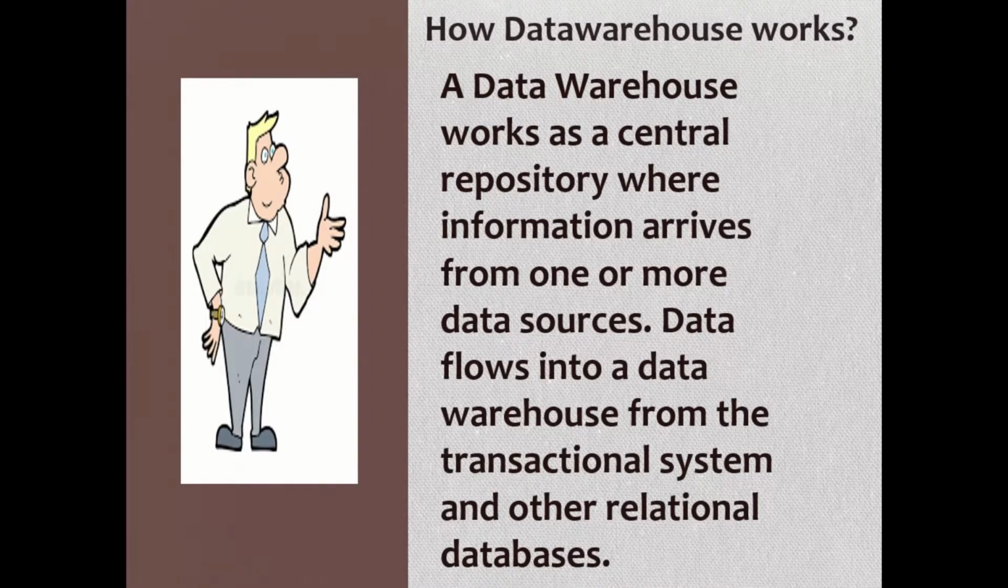Now, how does a data warehouse actually work? A data warehouse works as a central repository where information arrives from one or more data sources. Data flows into the data warehouse from transactional systems and other relational databases, and it collects information such as how much product there is, how much profit there is, and how much loss there is. Such types of data are kept by the data warehouse.